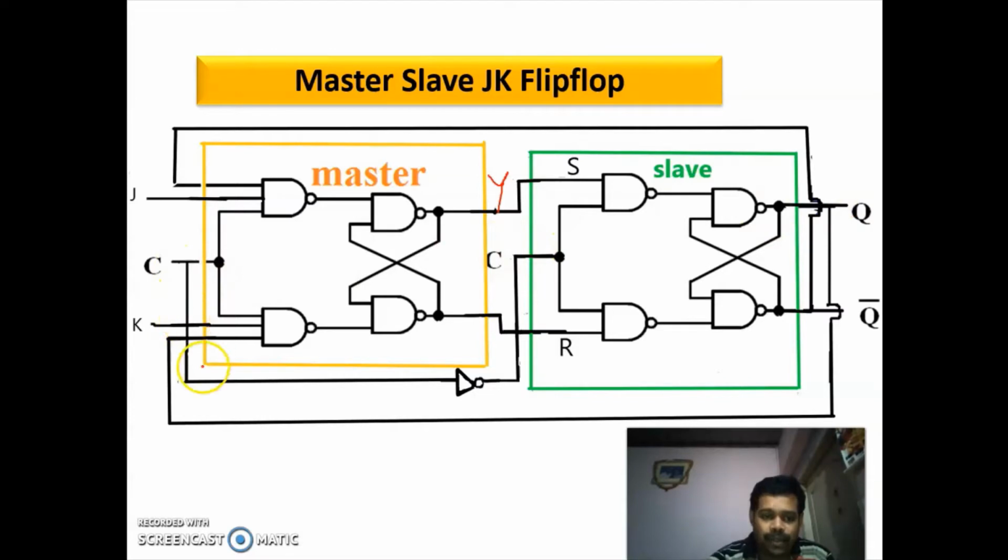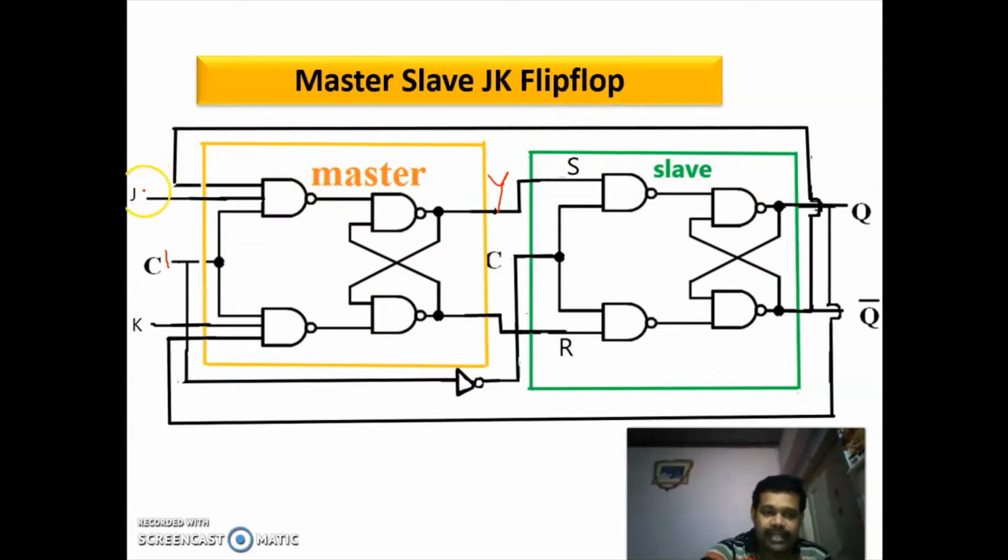Okay. So we are giving clock directly to the master, and we are inverting that clock and giving it to the slave. So when clock is 1, master is enabled and slave is disabled. When clock is 0, master is disabled and slave is enabled. Okay. So this is the circuit diagram of master slave JK flip flop.